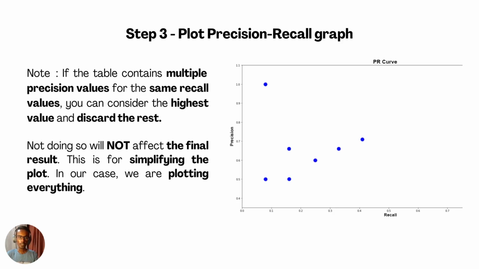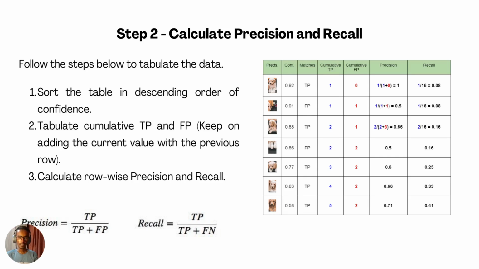Next, we plot the precision and recall graph for each of the detections. If the table contains multiple precision values for the same recall values, you can consider the highest value and discard the rest. So for example, in the previous table, we can see that for the same recall value of 0.08, we have different precision values. So for the first one, we have 1, and for the second one, we have 0.5.